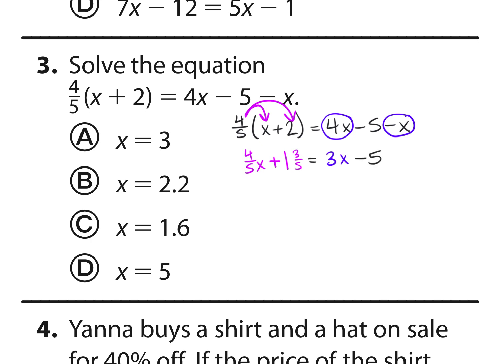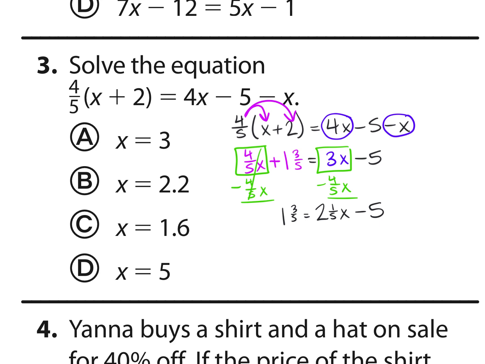Now at this point, we have an x term on both sides. So I'm going to get rid of one of those. I'm going to get rid of the smaller one, 4/5 x. I prefer to get rid of the smaller one, but you could choose either. And the result is 1 3/5 is equal to 2 1/5 x minus 5.